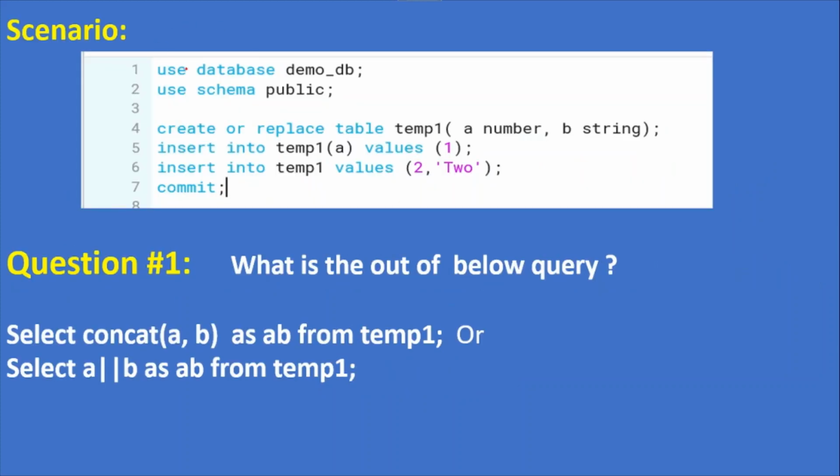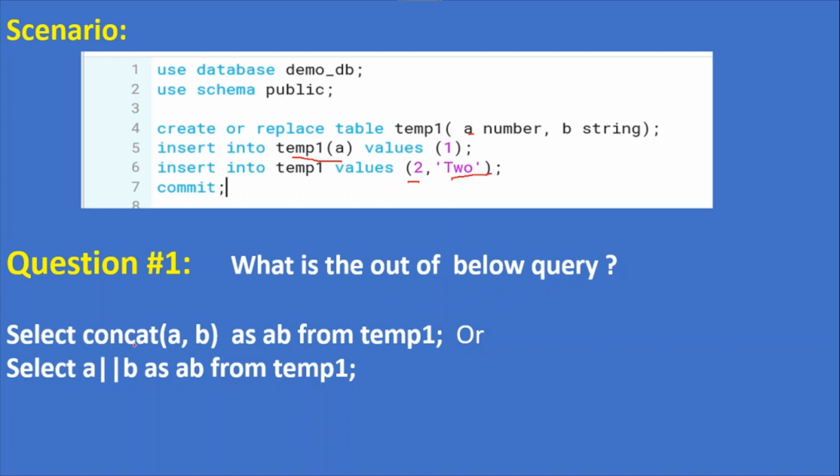Here, the first question scenario: create or replace table temp1 with two columns, A number and B string, and insert into temp1 a value of 1 for A. The second insert statement inserts into temp1 columns A and B the values 2 for A and 'TW' for B. So the question is, what is the output of the below query?